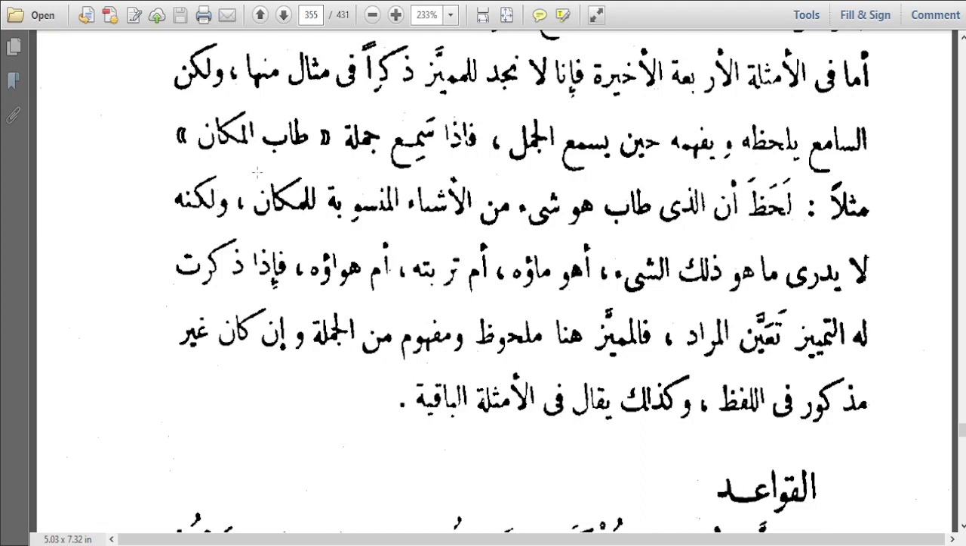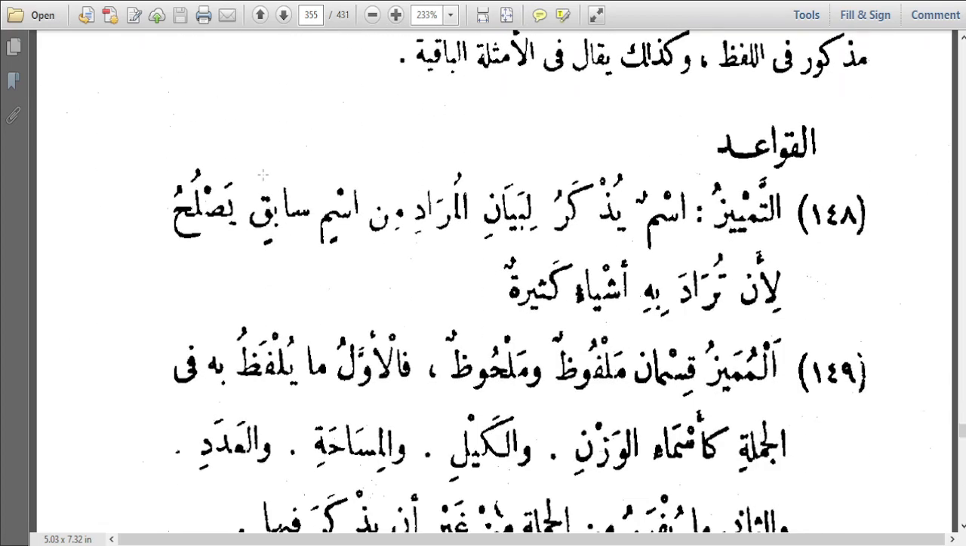فإذا ذكرت له التمييز, the moment you mention the تمييز, طاب المكان هواء, تعين المراد, what you intend becomes specific. فالمميز هنا ملحوظ ومفهوم من الجملة. The مميز in this case is ملحوظ, is appreciated, ومفهوم and understood من الجملة, from the sentence, وإن كان غير مذكور في اللفظ, even though it is not mentioned in terms of the wordings. وكذلك يقال في الأمثلة الباقية, such is said for the rest of the examples.